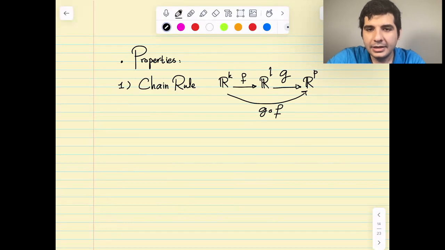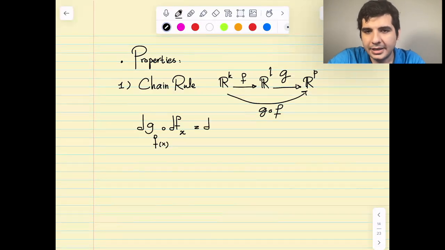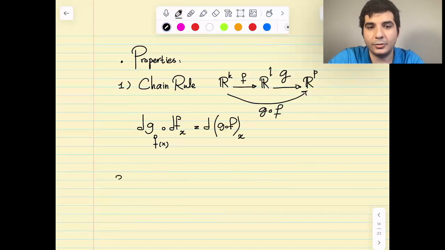Okay, look at the derivative of f at the point x. It would be a map from R^k to R^l. Look at the derivative of g at f of x. It would be a map from R^l to R^p. This linear map agrees with the derivative of g∘f at the point x. This is what we call the chain rule.